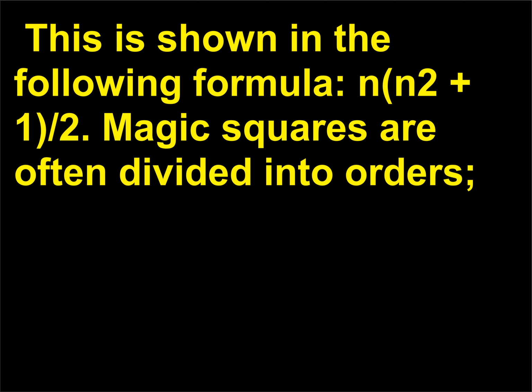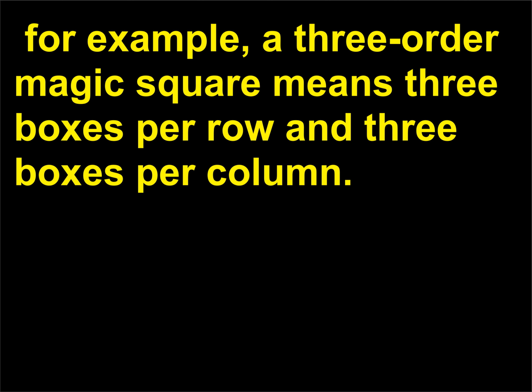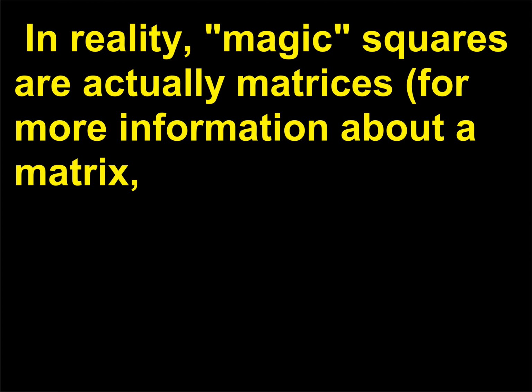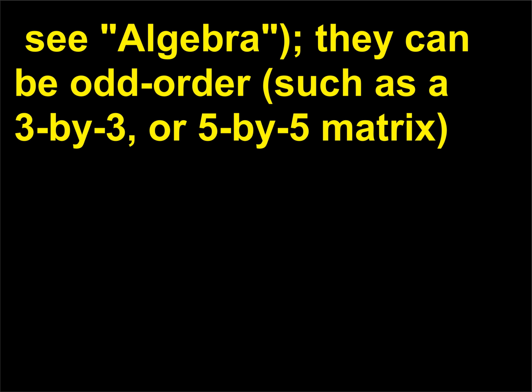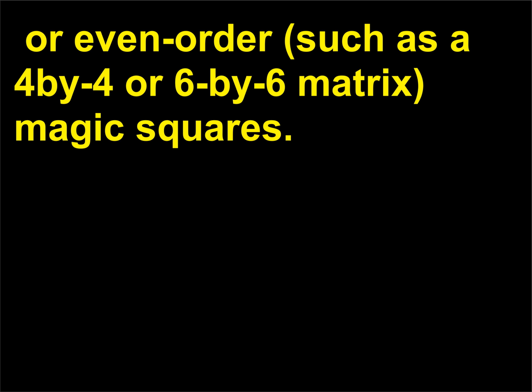Magic squares are often divided into orders. For example, a 3-order magic square means 3 boxes per row and 3 boxes per column. In reality, magic squares are actually matrices. For more information about a matrix, see algebra. They can be odd order, such as a 3 by 3 or 5 by 5 matrix, or even order, such as a 4 by 4 or 6 by 6 matrix.